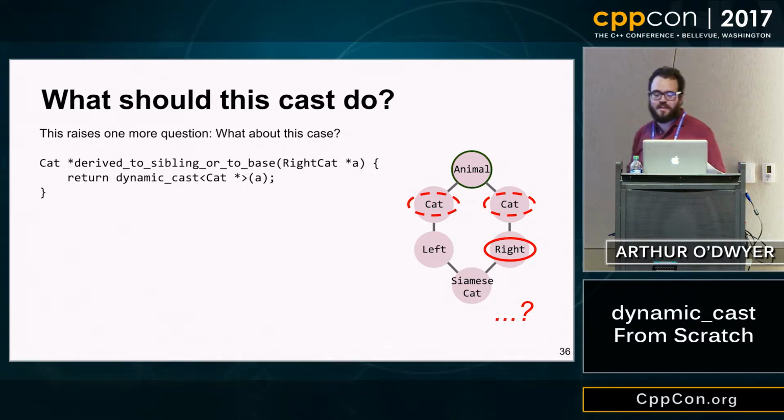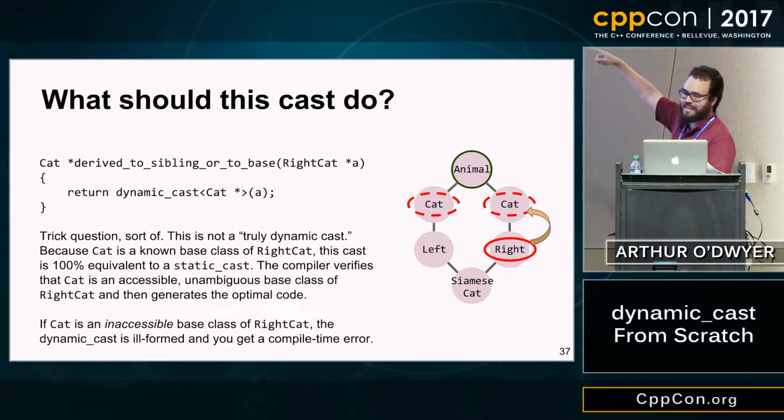So this raises one more question. What about this case? So here, I have a pointer to the right cat as right cat, and I say, I would like this cat, please. Which cat do I mean? Now, in this case, the answer is there is a specific cat that is more like this right cat than the other one. So yes, we do the right thing here. It tries to make us happy.